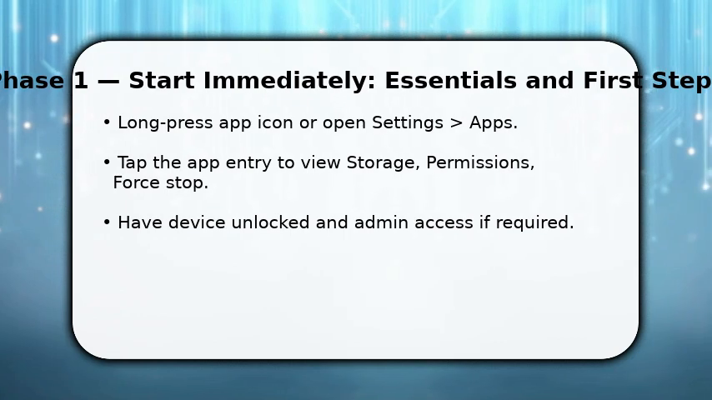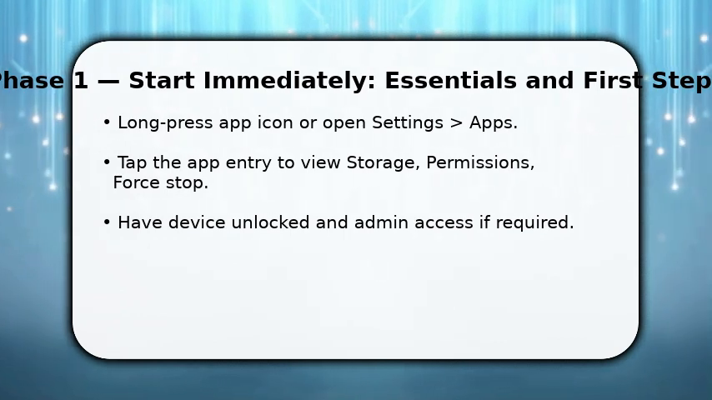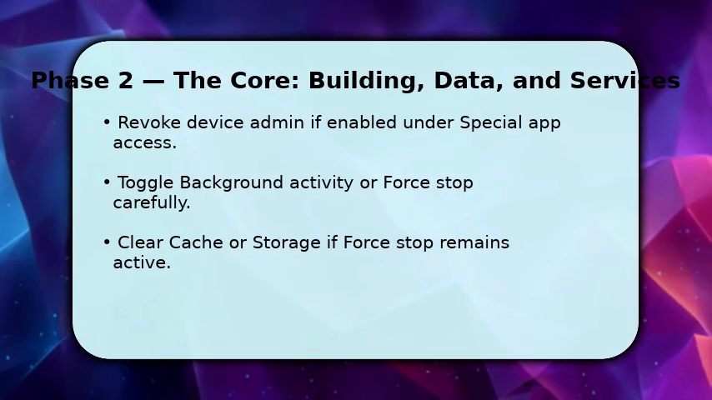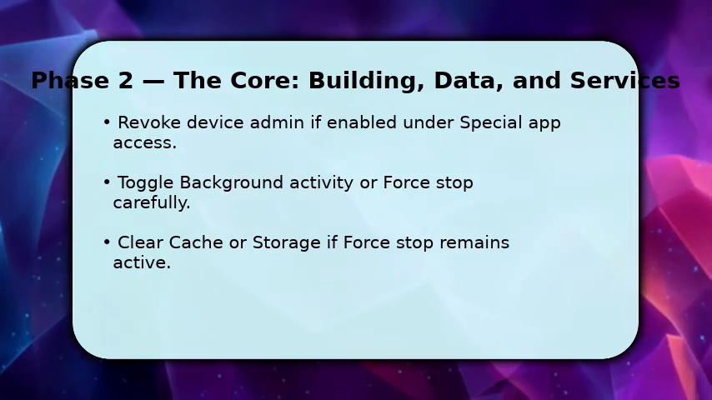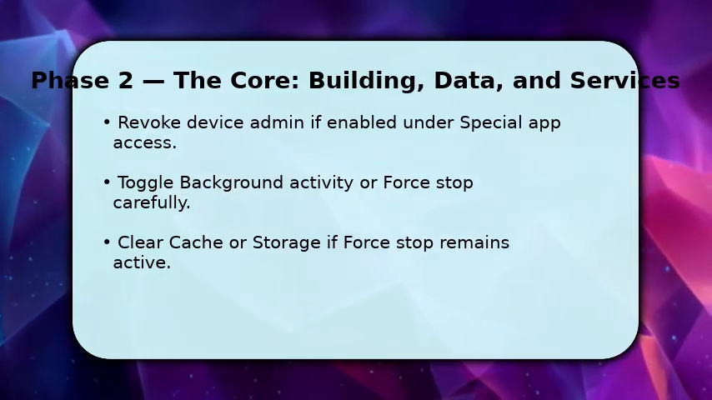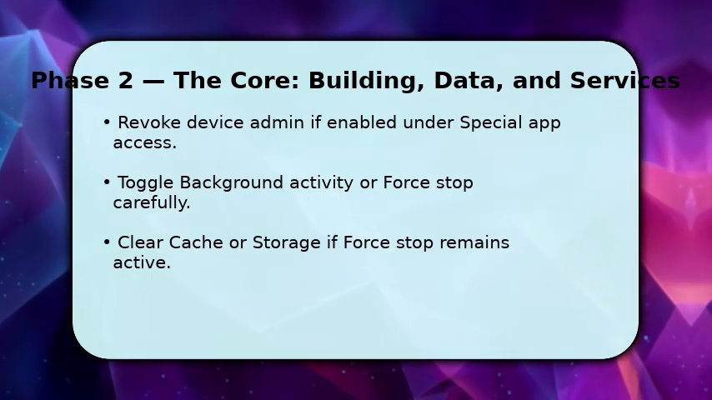Now you take the middle steps to remove the need for Force Stop. If the app has device admin, go to Special App Access and revoke that first because admin rights block some changes. Then, tap Force Stop.